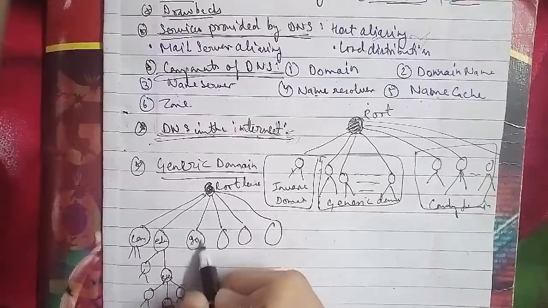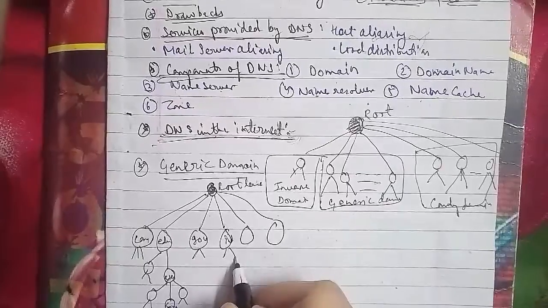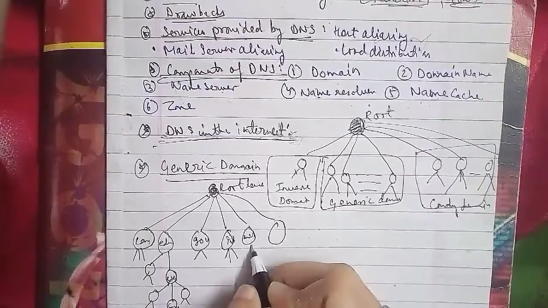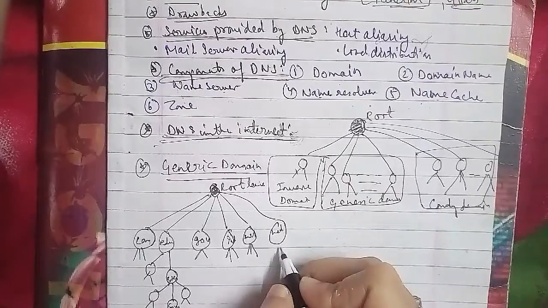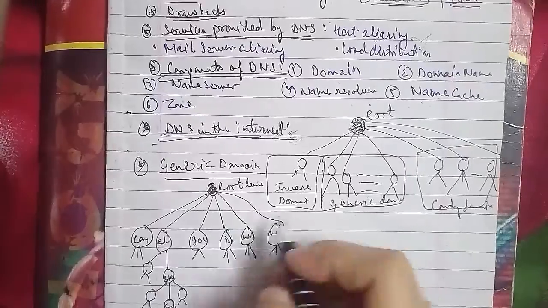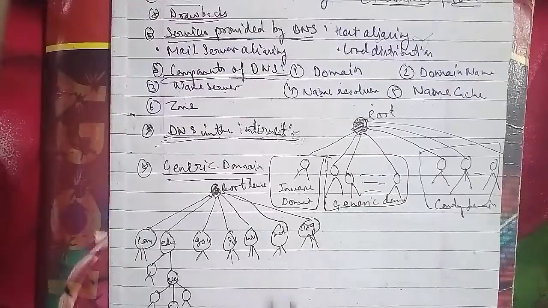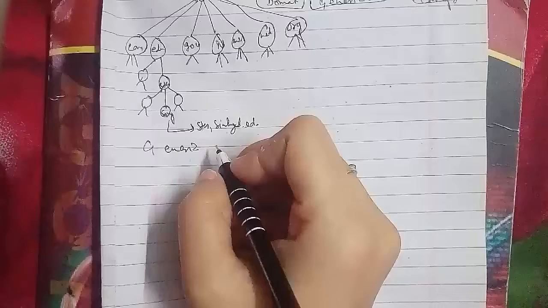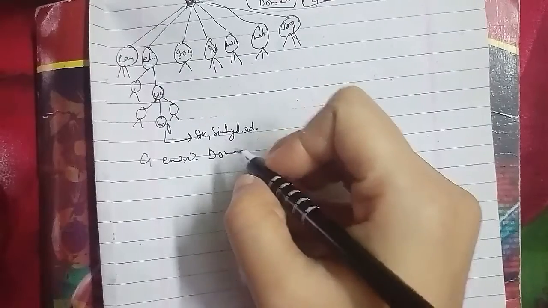I will talk about it in depth with the table as well, so don't worry. Then mil, which is military. Then net, which comes under network support centers, and then another one, org. So this is all about the generic domain.